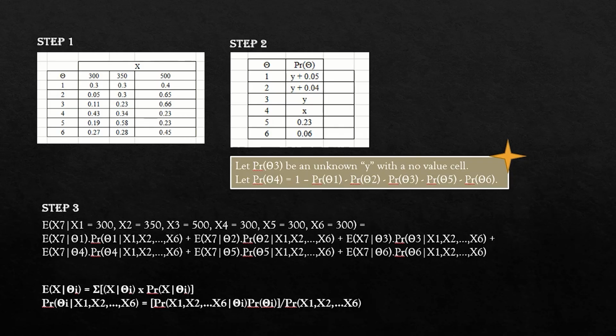First of all, the first step is we use all the X and theta information given by the question to make a table. Step 2, make a table of probabilities of theta 1 up to 6, and let the probability of theta 3 be an unknown y with a null value cell. And let the probability of theta 4 equal to 1 minus probability of theta 1 minus probability of theta 2 until probability of theta 6, because the total probability of theta should be equal to 1. We keep the y and x cells blank. We will use Solver to find the x and y values. Now I pass to Chow to further explain step 3 and the application.